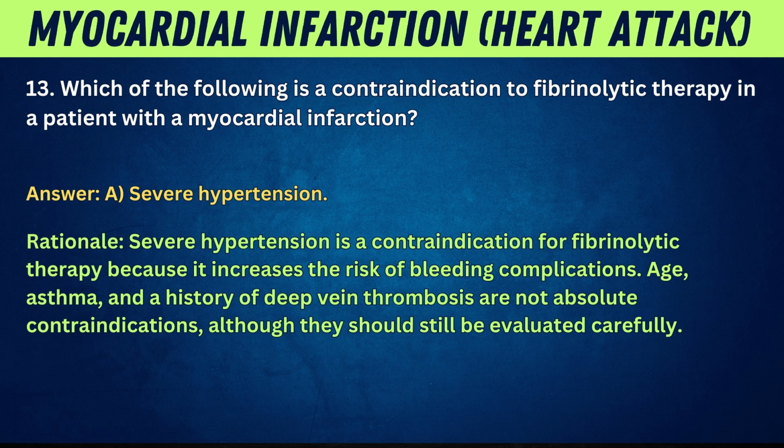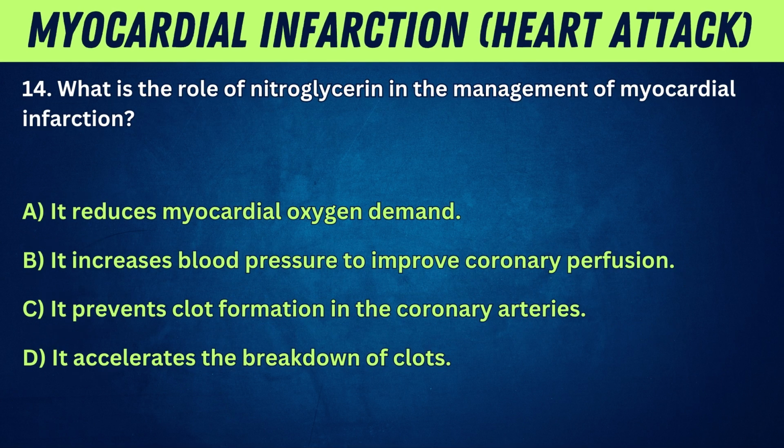Answer: A. Severe hypertension. Rationale: severe hypertension is a contraindication for fibrinolytic therapy because it increases the risk of bleeding complications. Age, asthma, and a history of deep vein thrombosis are not absolute contraindications, although they should still be evaluated carefully.